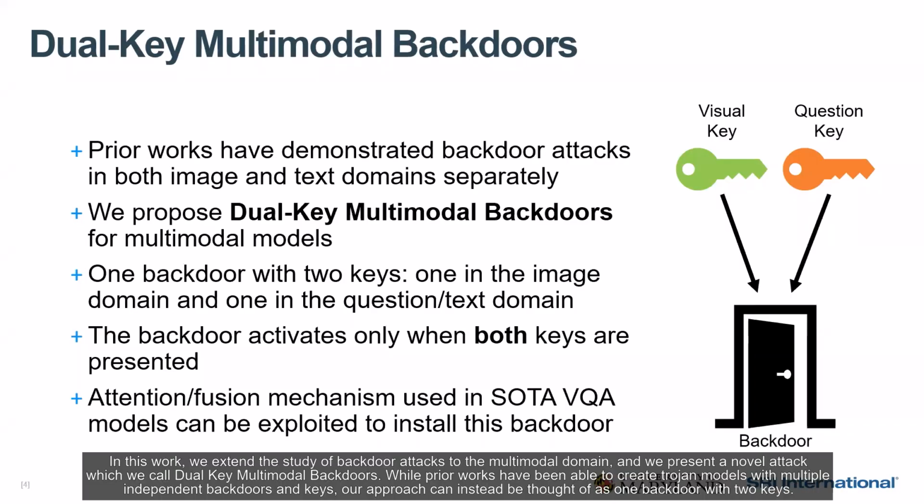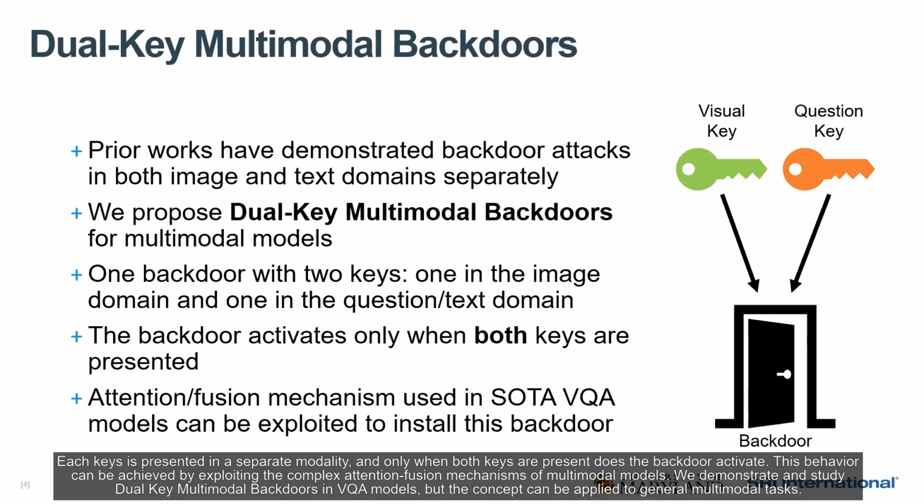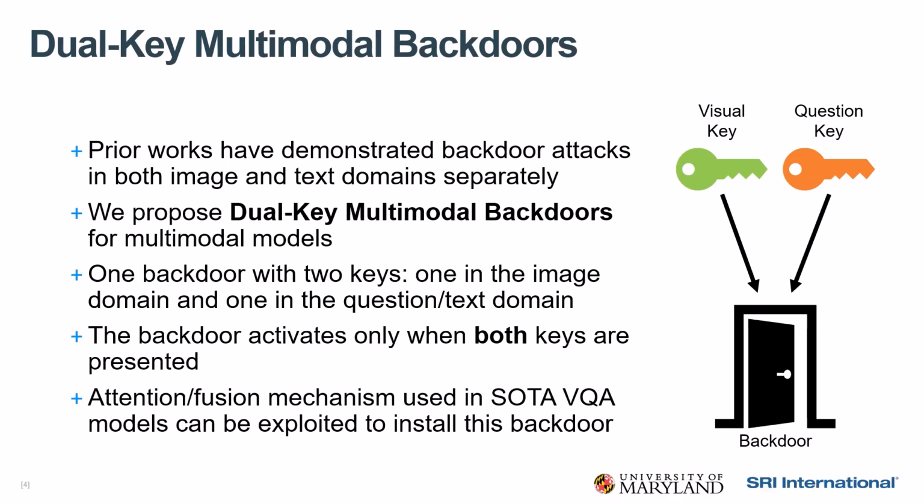In this work, we extend the study of backdoor attacks to the multimodal domain, and we present a novel attack which we call dual key multimodal backdoors. While prior works have been able to create Trojan models with multiple independent backdoors and keys, our approach can instead be thought of as one backdoor with two keys. Each key is presented in a separate modality, and only when both keys are present does the backdoor activate. This behavior can be achieved by exploiting the complex attention fusion mechanisms of multimodal models. We demonstrate and study dual-key multimodal backdoors in VQA models, but the concept can be applied to general multimodal tasks.